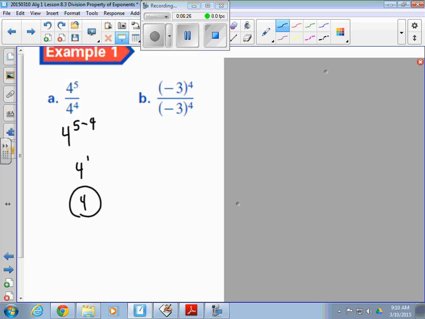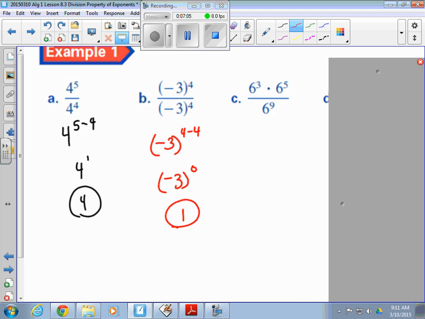Do this one. Negative 3 to the fourth divided by negative 3 to the fourth. Again, you are dividing the same bases, negative 3 and negative 3. So it's negative 3 to the 4 minus 4. Division means to subtract the exponents. Negative 3 to the 0 power, anything to the 0 power is 1.